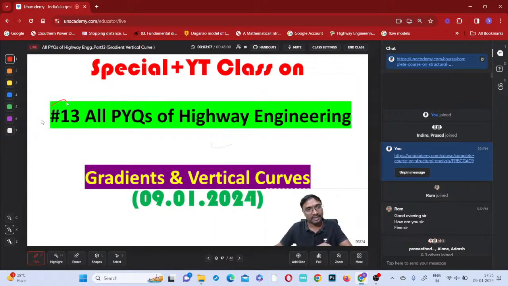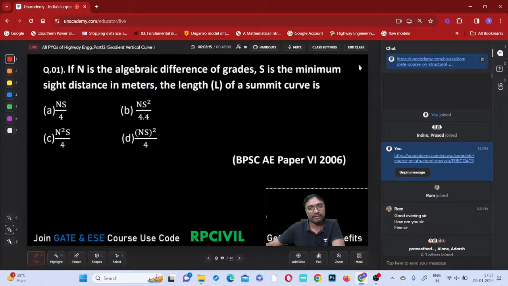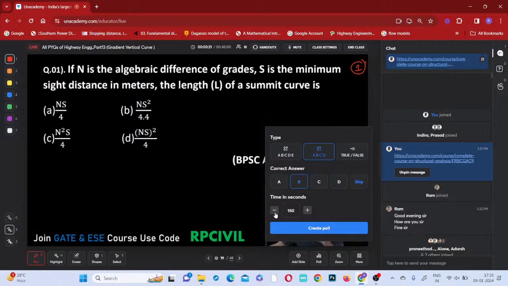So this is the 13th lecture in this series, all PYQs of this highway engineering, gradients and this vertical curves, right? So chapter 7, gradients and this vertical curves. Now shall I start the poll, all of you? I'll be starting the poll, right?